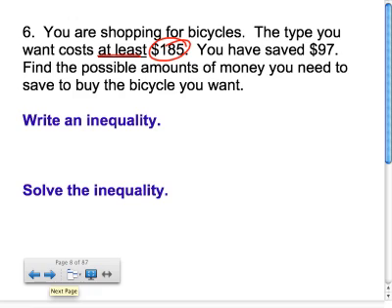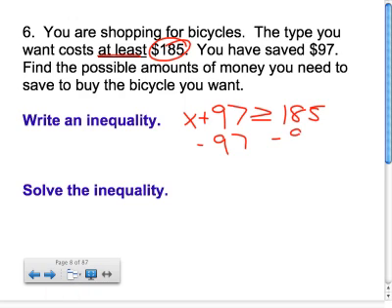Well, the amount I have to save is X. I've already saved $97, and I've got to save at least $185. So the amount I have has to be at least $185, so it can be greater than or equal to. Okay, so there's my inequality to model the situation where X is the amount of money I need to save. And then it says solve the inequality, simply subtract 97.